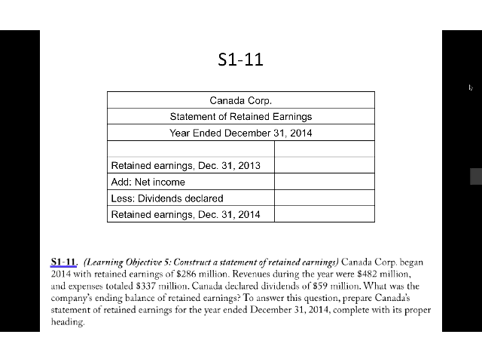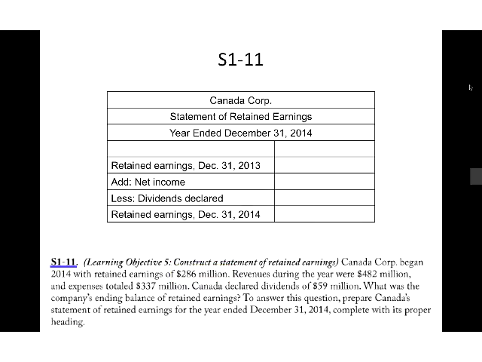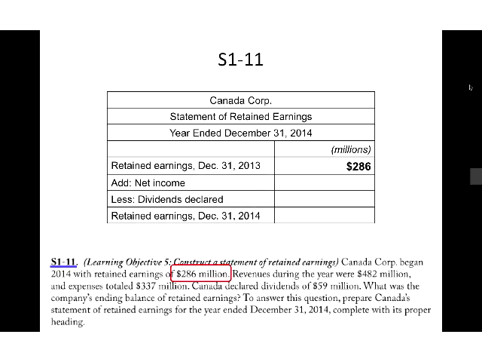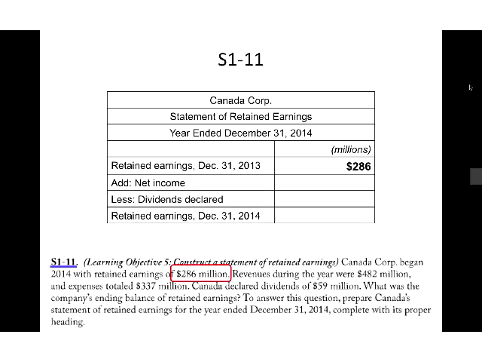Now we'll start filling in numbers. So we're going to have 286. That was given to us in the problem. Okay, so the 286, we began the year with 286. And we're putting millions because this statement is in millions. Okay, now we start with beginning retained earnings. Our next item is to add income, net income.